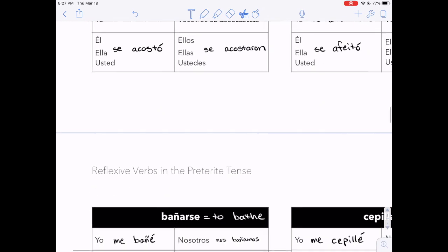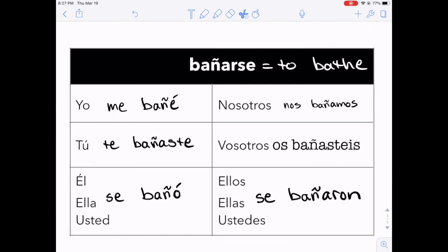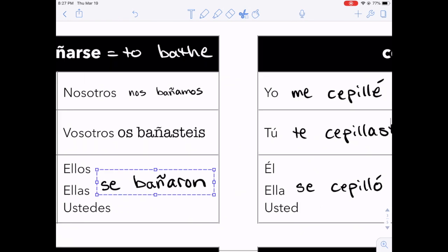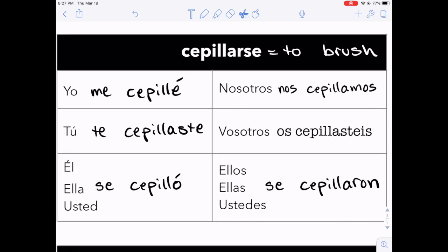On our next page, we have bañarse, to bathe, is a regular AR verb, but the ñ makes a fun ny sound for us. We have me bañé, te bañaste, se bañó, nos bañamos, os bañasteis, se bañaron. Cepillarse is a regular AR verb, giving us me cepillé, te cepillaste, se cepilló, nos cepillamos, os cepillasteis, se cepillaron.